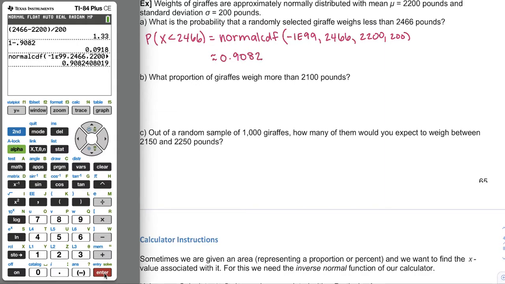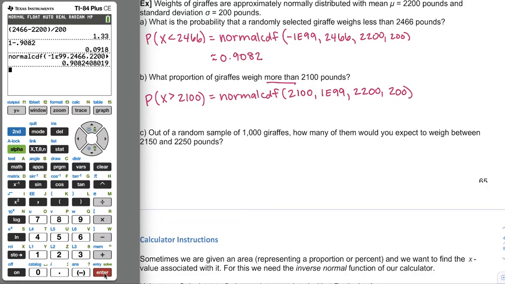Let's try part B. What proportion of giraffes weigh more than 2,100 pounds? Okay, so this time we have the words more than, so it's the probability that X is greater than 2,100. All this means is that 2,100 will be our lower bound. So we're still doing a normal CDF, because the area represents the proportion as well. The lower bound is 2,100. The upper bound is infinity, but we're going to use 1E99. This time it's positive 1. The mean and standard deviation have not changed.